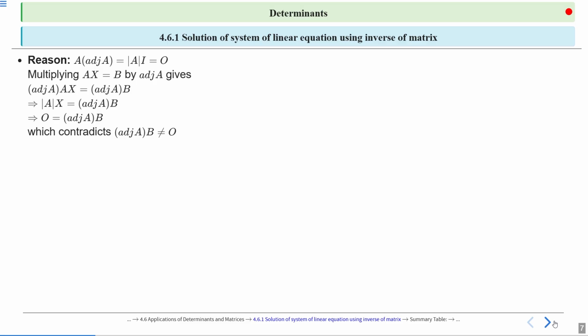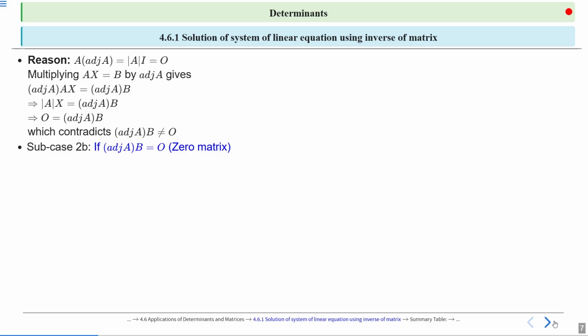Now, determinant of A is 0. So it becomes 0 matrix is equal to adjoint of A into B. But in this case, we already consider that adjoint of A into B is not equal to 0. But here is a contradiction. We get 0 is equal to a nonzero matrix, which contradicts. So, the system of equations has no solution.